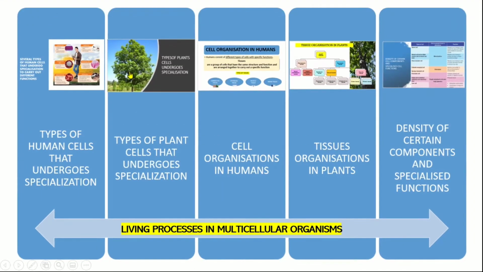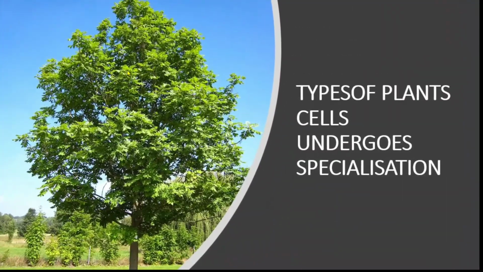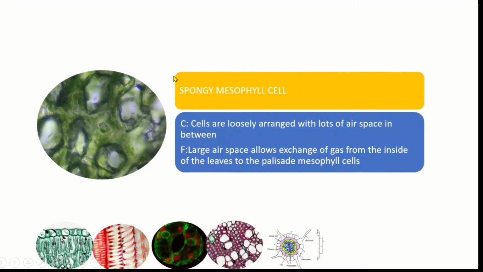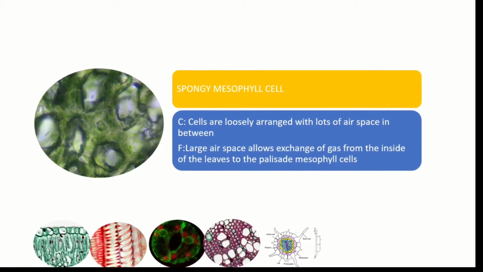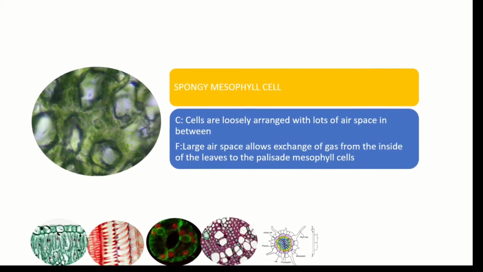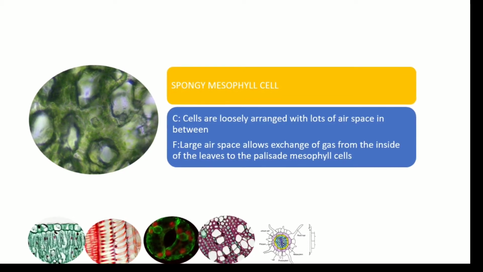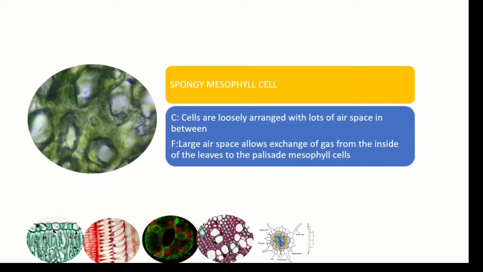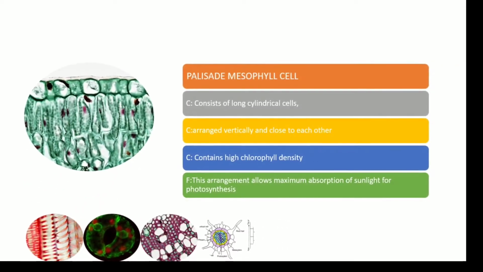Next, we are going to discuss the types of plant cells that undergo specialization. Here we go. It consists of the spongy mesophyll cell, and the characteristic is that the spongy mesophyll cells are loosely arranged and have lots of air spaces between. The function is to allow the exchange of gases from the inside of the leaf to the palisade mesophyll cell.